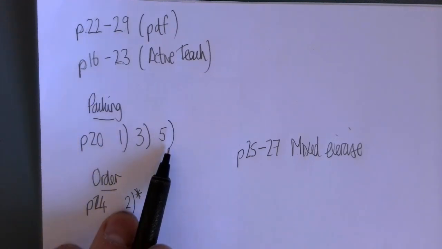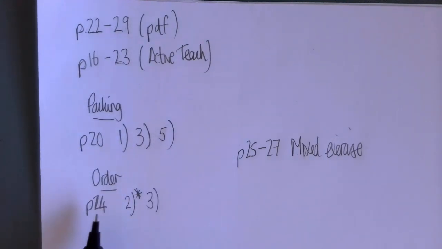Packing questions, the book does it in the opposite order to me. Order of the algorithm questions. This is an interesting one. I put a star by it because the first part gets you to consider the order of first fit. And remember, when you do that, you've got to consider the worst case scenario.